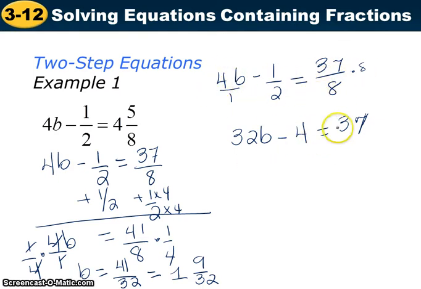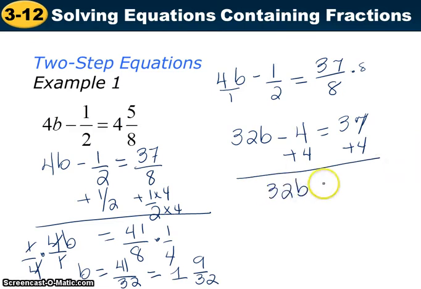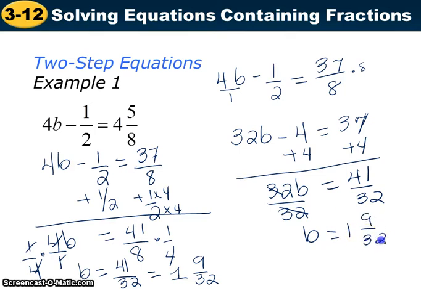Okay, so here now we can solve it normally, right? So again, we add 4 and bring down 32b is equal to 41. And now the next step here will be to divide by 32. 32 cancels, and b is equal to 41 over 32, or 1 and 9 over 32.